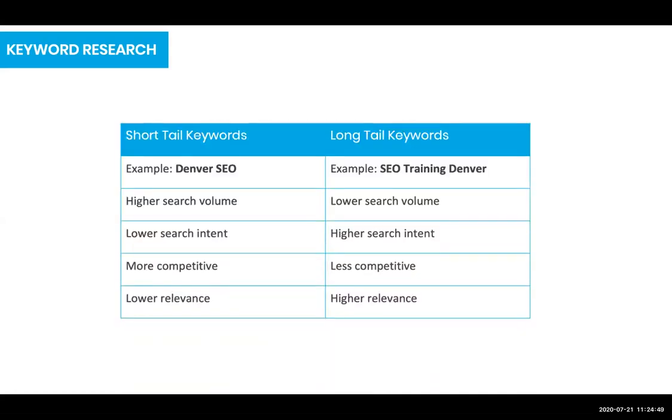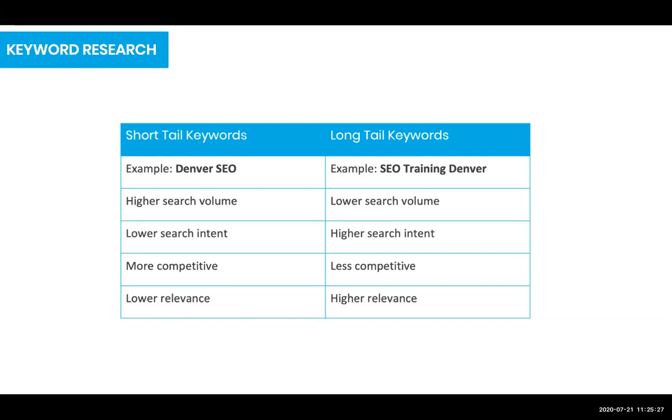So let's start with English keyword research. There are short tail keywords and long tail keywords. Short tail keywords, for example, Denver SEO. A lot of people are searching for this search term, very high search volume. The search intent is a little bit lower. It's pretty competitive, a little bit lower relevance. So also we do SEO trainings here in the Denver area. Now we do these webinars.